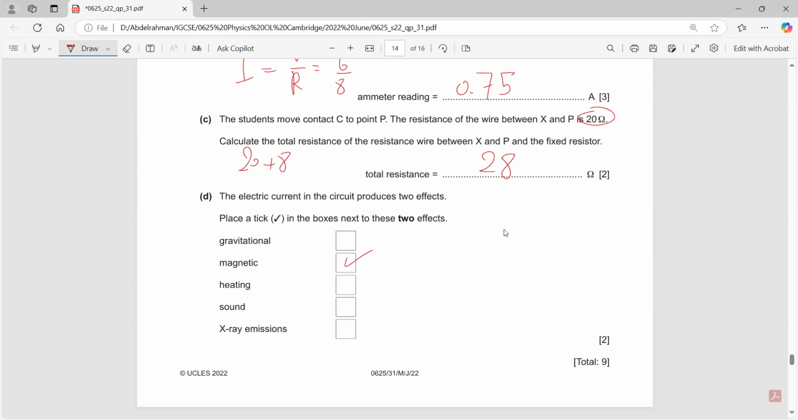Does it create a gravitational effect? No. Does it create a heating effect? Yes, it does. You said as the current increases, the temperature of the wire increases. Heating effect. It definitely doesn't create a sound or any X-ray emissions.